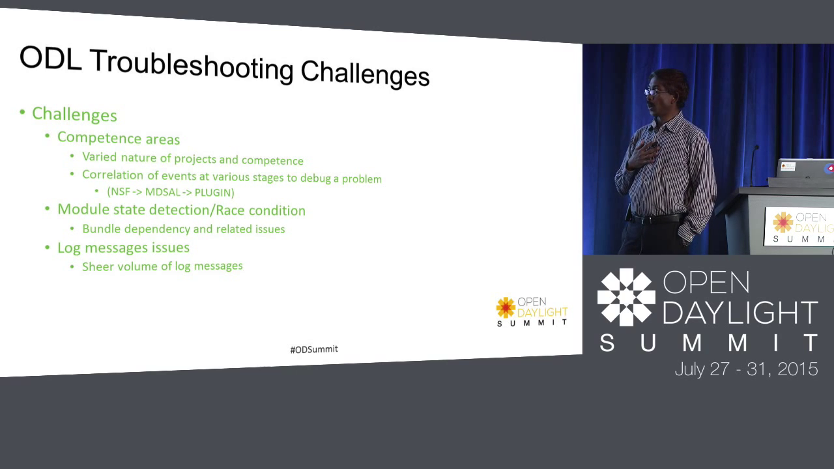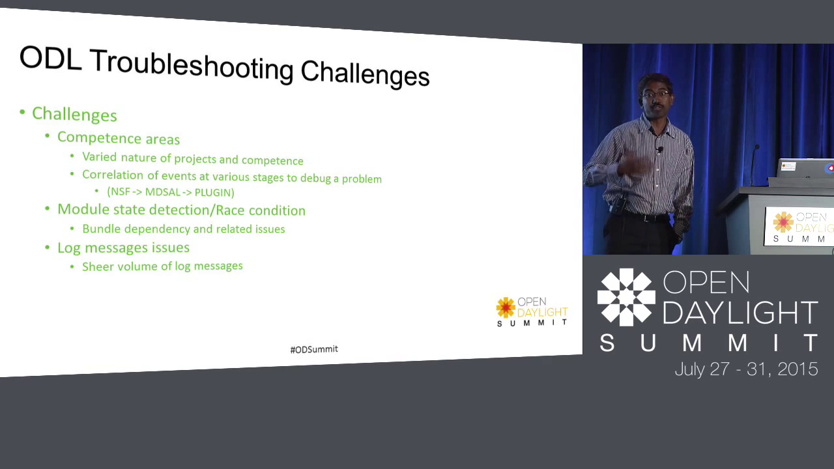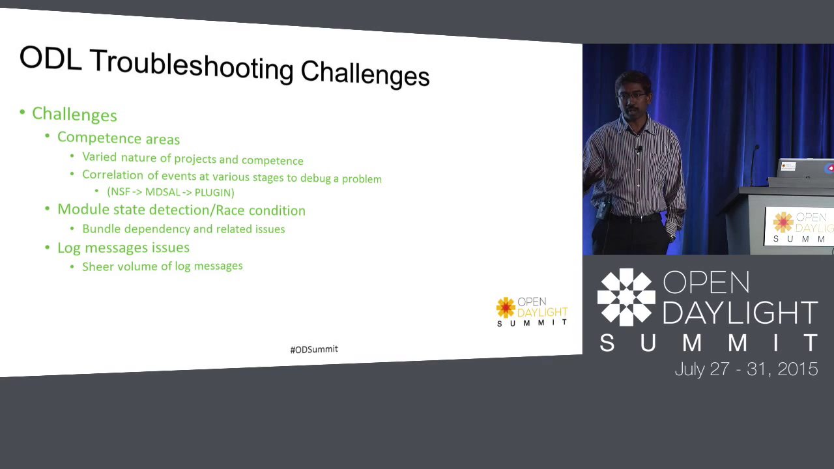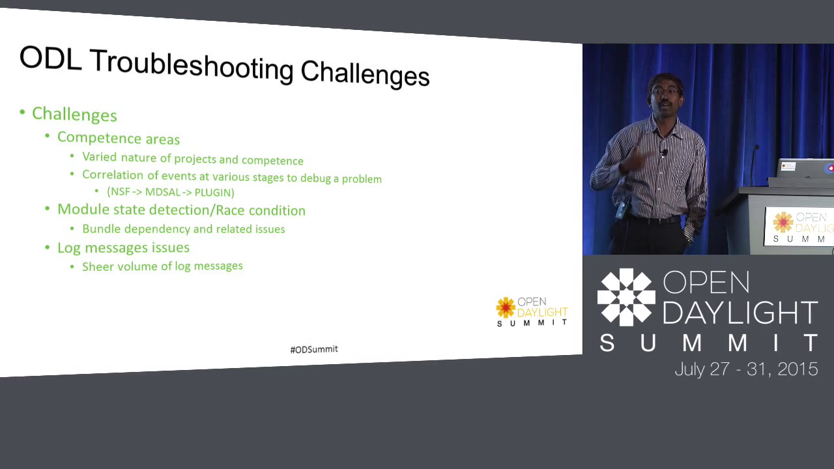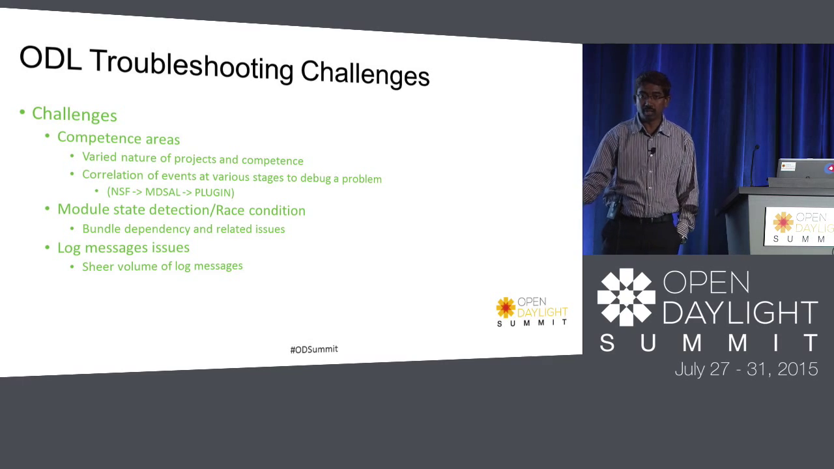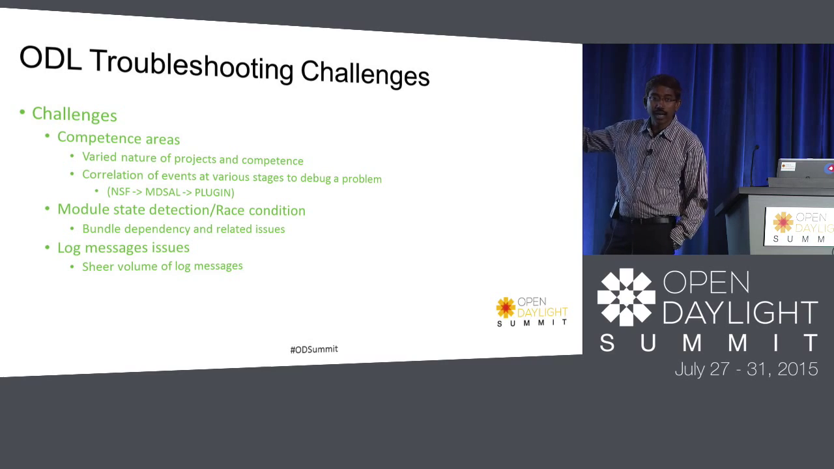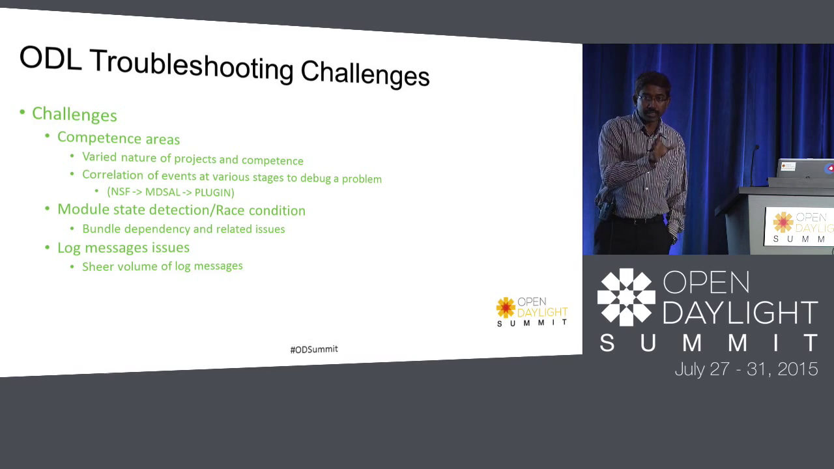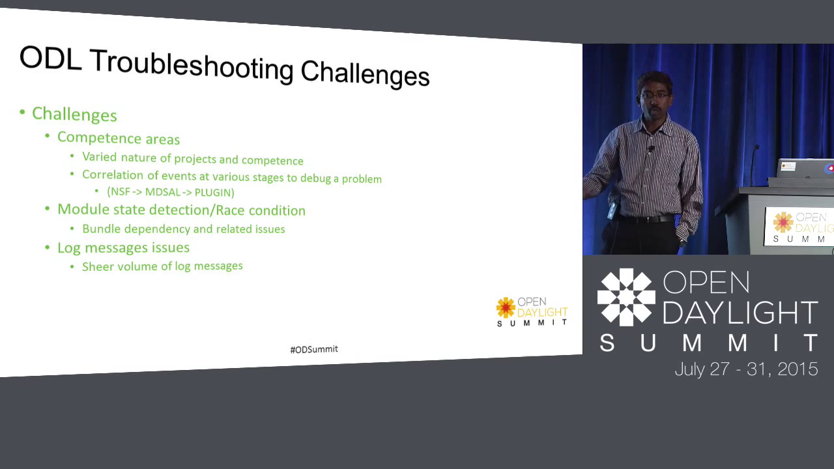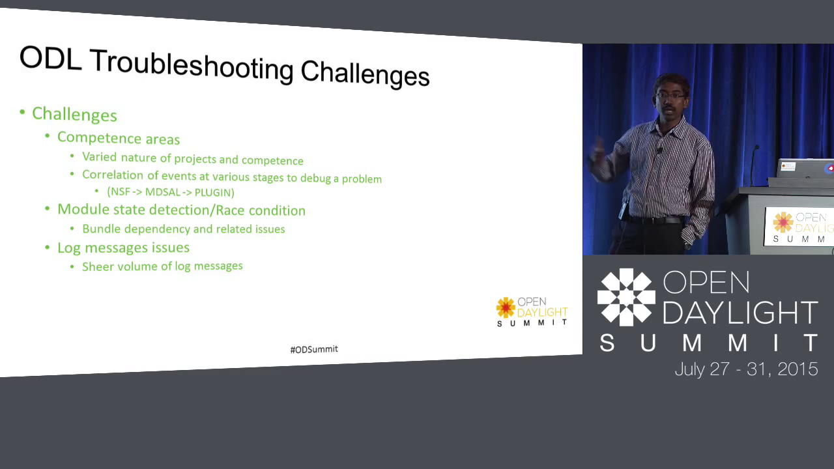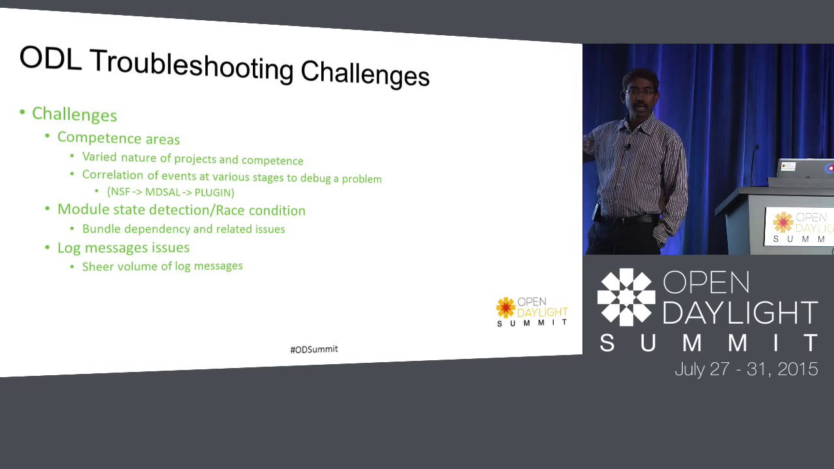Within the controller, what are the challenges? The challenge is the competence areas. If you take Lithium, there are 45 different projects. If I'm an app developer, or even a project developer, I need to depend on other projects of varied nature, and I need to have the competence. Do I know about MD-SAL? Do I know how it goes to the OF plugin, in case I'm going to the OF plugin? Then the other thing is the correlation of events. I might be an NSF going to the MD-SAL and then to the plugin, and I need to correlate and see whether what I programmed is right. So this is the first problem: as an OpenDaylight application or project developer, I need to know the internals of it.